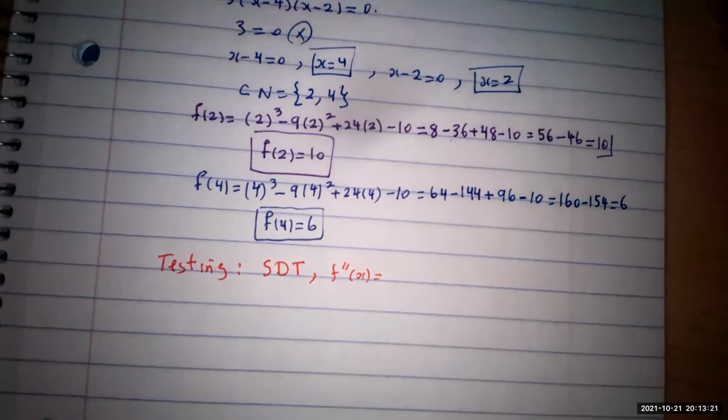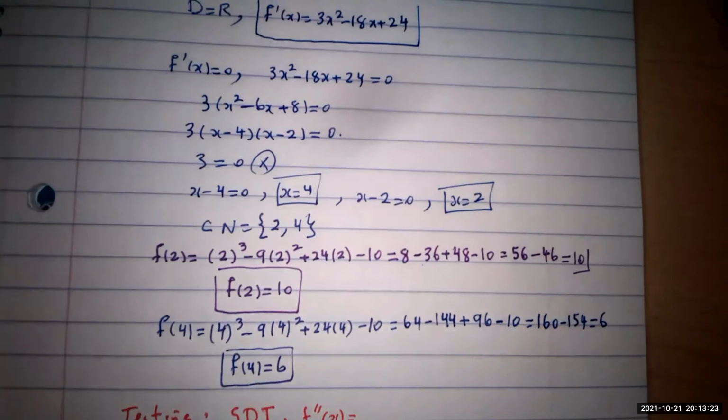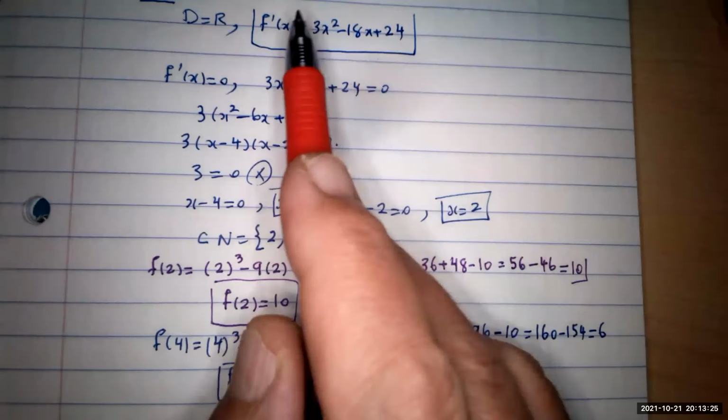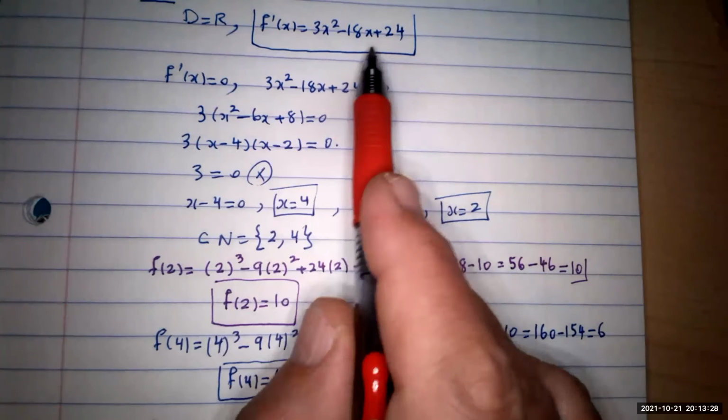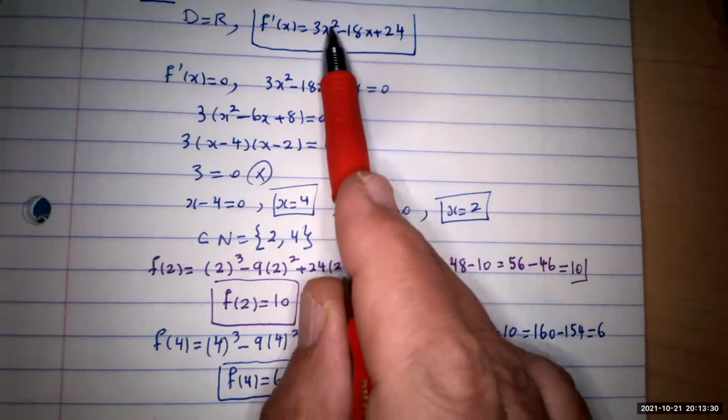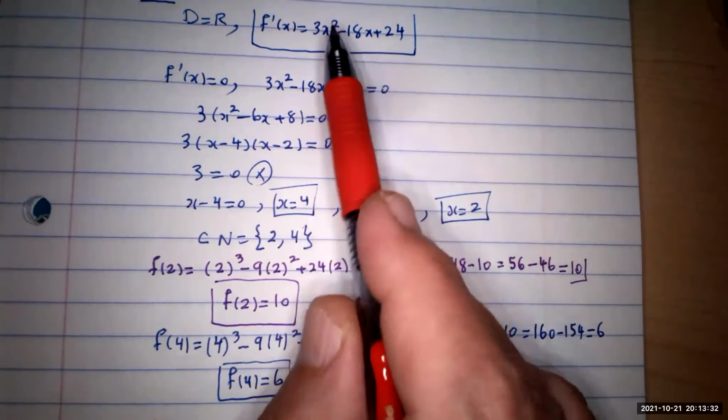You go to the f prime. Where is the f prime? You see, look at the f prime. This is f prime. You differentiate f prime this time. It's going to be 2 times 3, 6x minus 18.